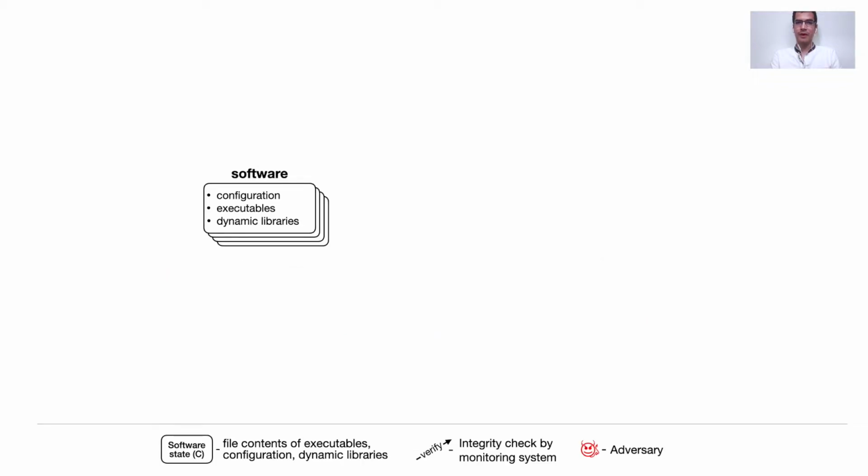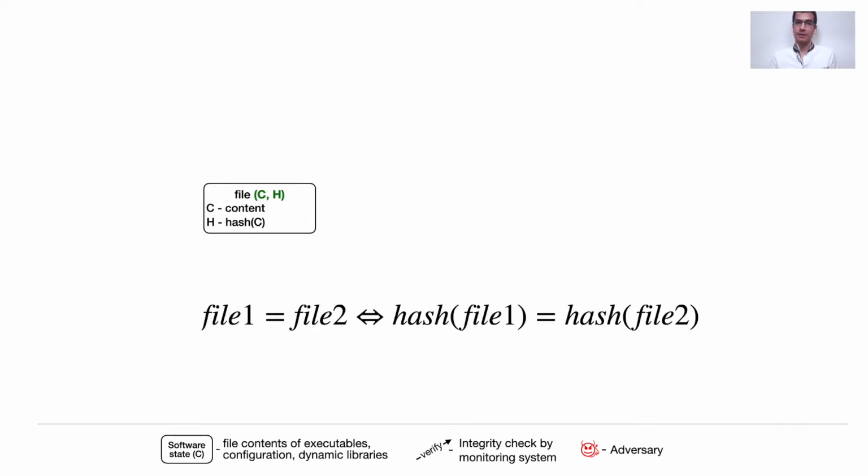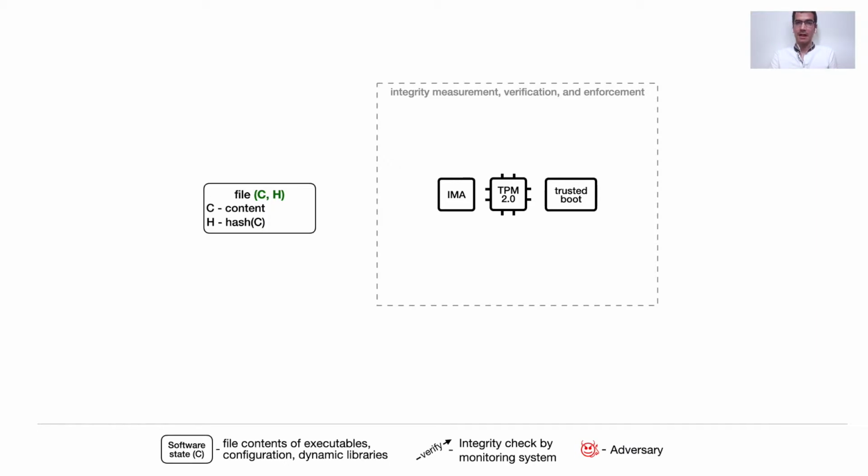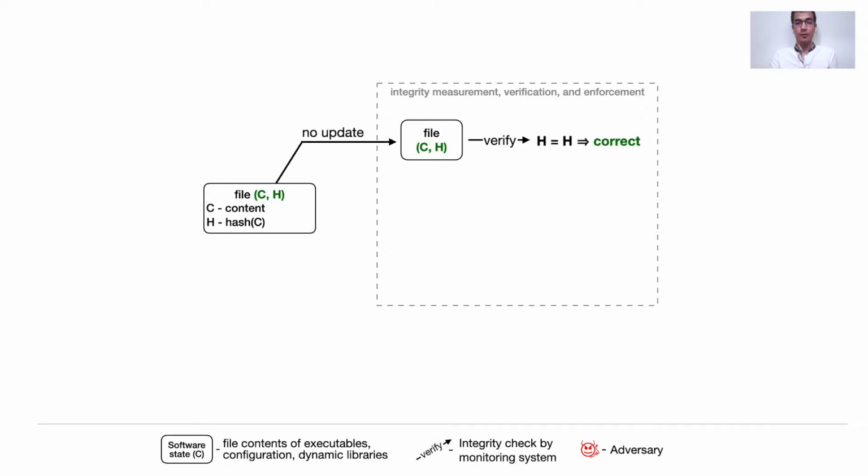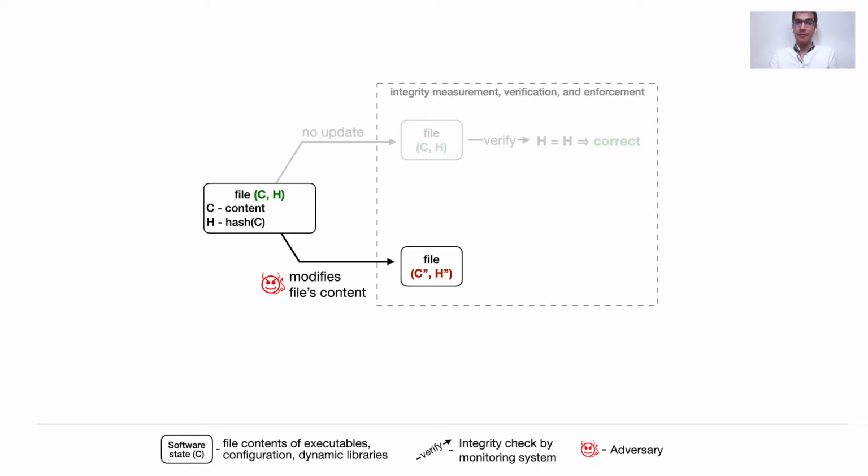Software consists of files such as executables, configuration files, and dynamic libraries. Each file's integrity is represented by the cryptographic hash calculated over the file's content. Trusted computing techniques allow measuring, enforcing, and reporting the software integrity. For example, when the kernel loads a file, it calculates the cryptographic hash over that file to verify its integrity. Files tampered by an adversary are detected because the hashes differ from the expected values.